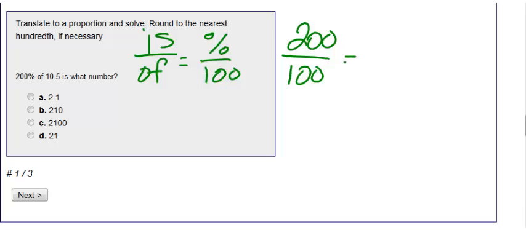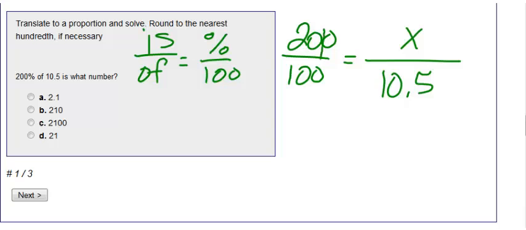Whatever your percent is equals the is portion goes on the top, the of portion goes on the bottom. So 200% of 10.5. So my of is 10.5. That's going to go on the bottom. Is what? I'm looking for the is part, so I'm going to put an X here. Now before I cross multiply, I'm going to simplify if I can simplify.